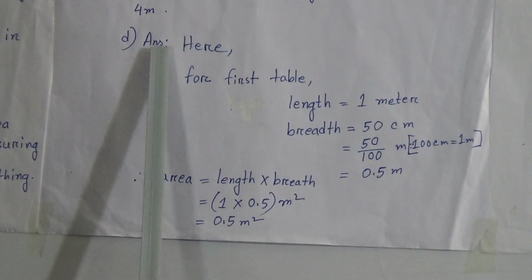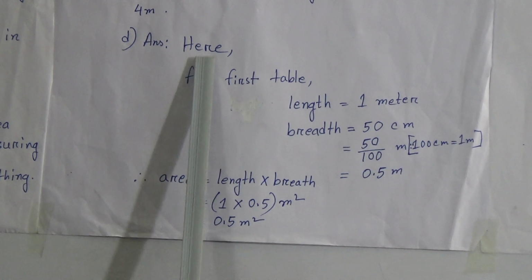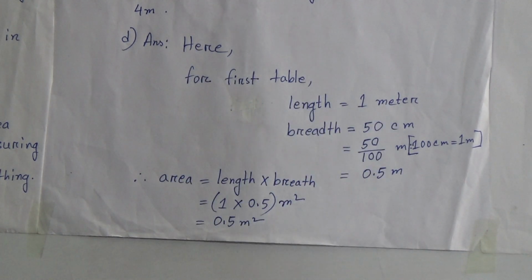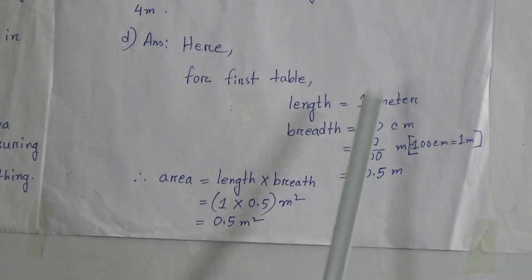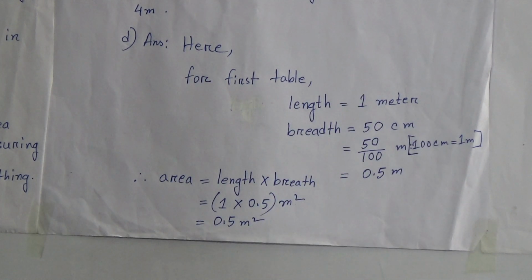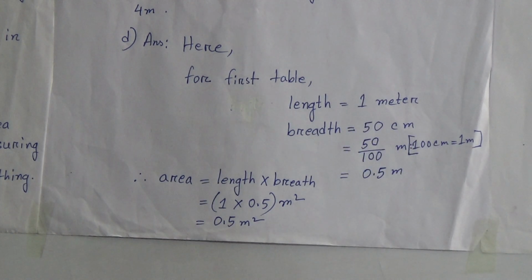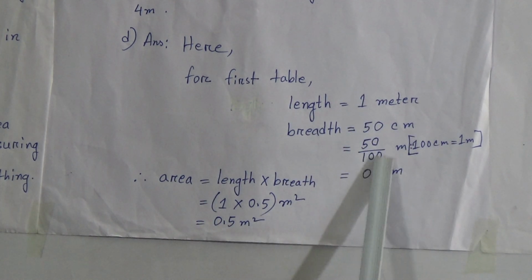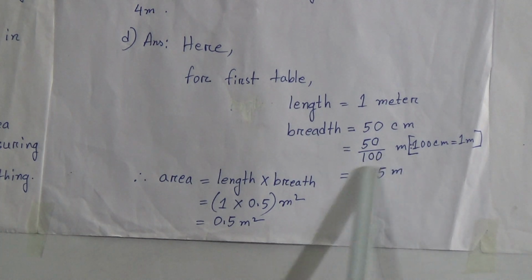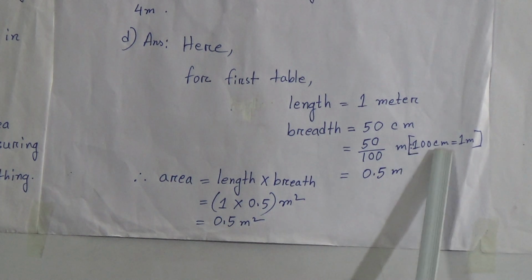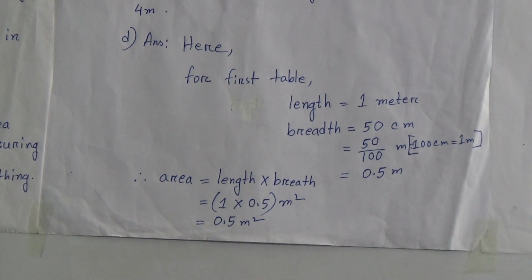For D, here is another calculation. For D, we will write here for first table length is 1 meter and breadth is given 50 centimeter. So we have to convert this centimeter into meter. Then if we multiply with this 100, then we will find here 0.5 meter because 100 centimeter equal to 1 meter.